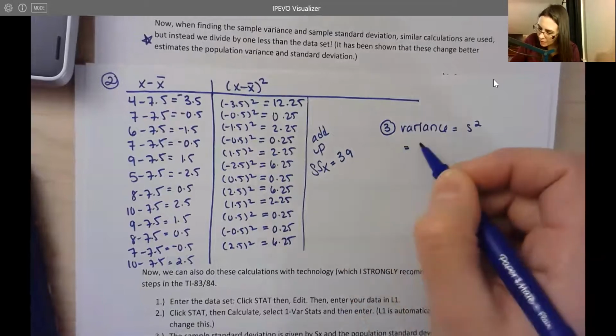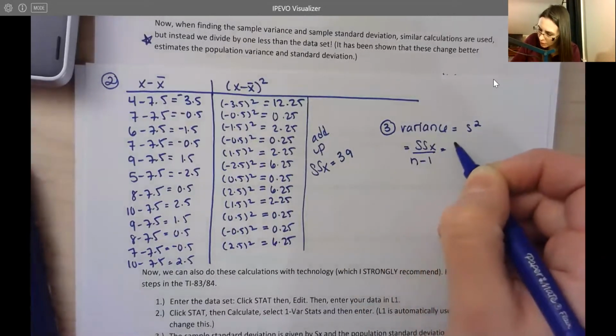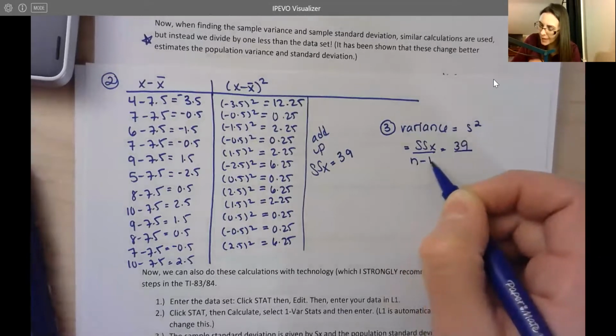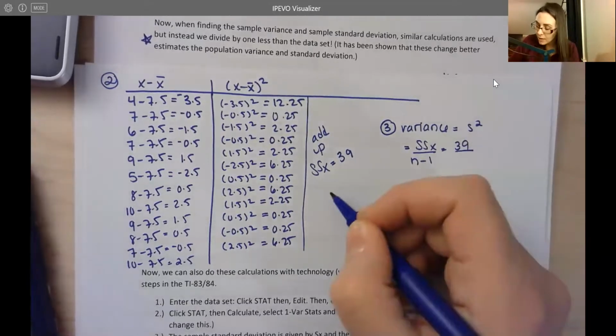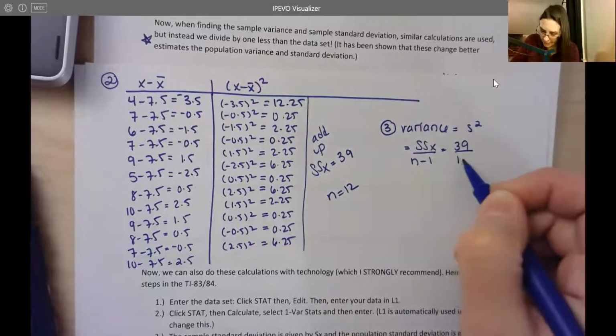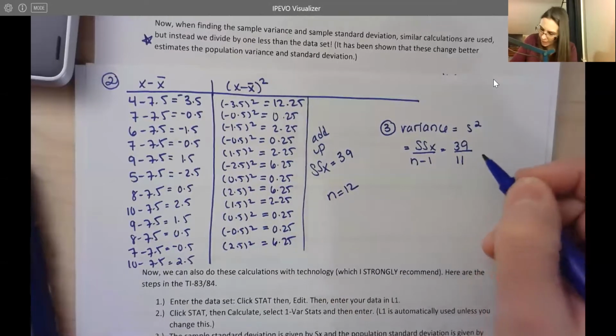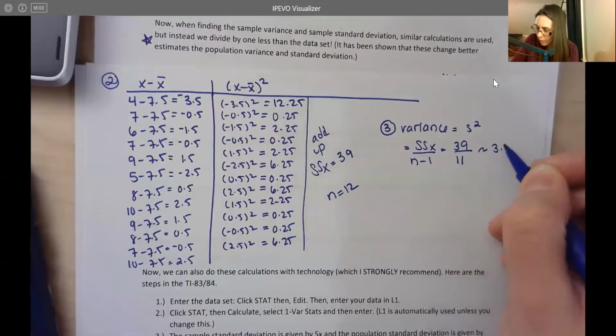So we take that total there, the 39 that we got, and we divide by n minus 1. So in this example, our n was 12. We had 12 data points. So we're dividing that by 11 here. And again, I'm going to go ahead and just round to one decimal place, and I get about 3.5.